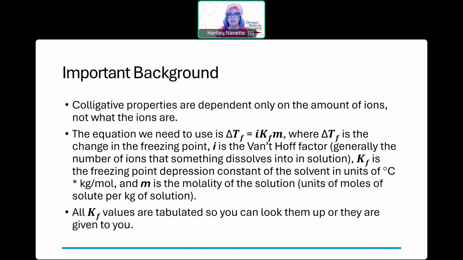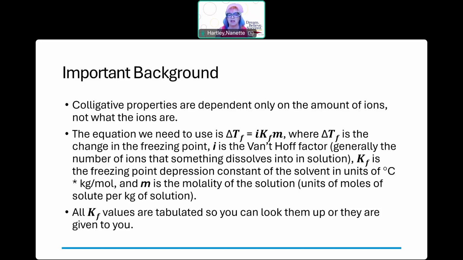Now, the equation we need to use to look at this is delta TF is equal to I KF m, where delta TF is the change in the freezing point, I is the Van't Hoff factor, generally the number of ions that something dissolves into in a solution, usually water. KF is the freezing point depression constant of the solvent in units of degrees C times kilogram per mole. And m is the molality of the solution, units of moles of solute per kilogram of solution. I apologize.